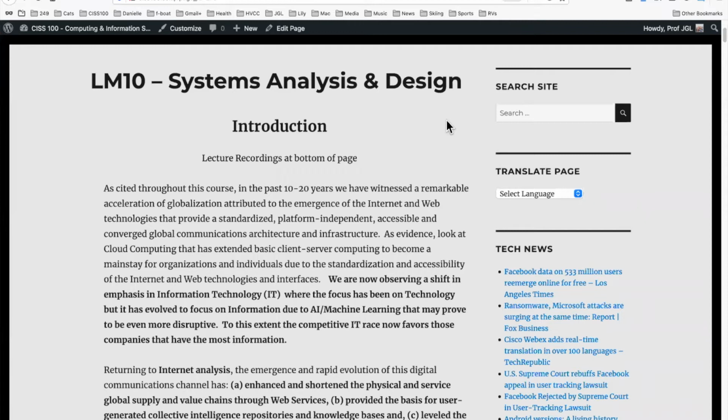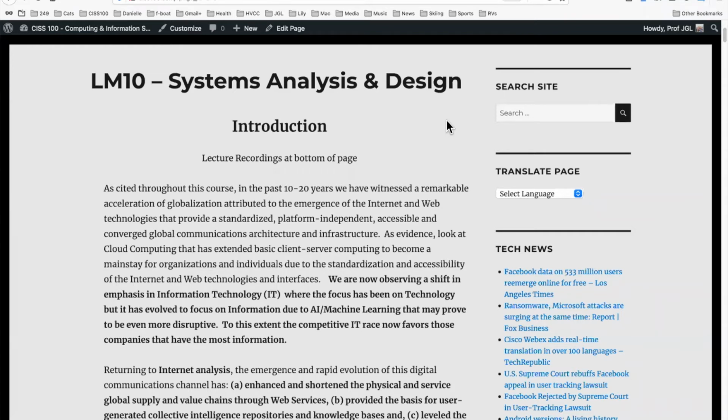Okay, lecture module 10, systems analysis and design. I will tell you at the start here, systems analysis and design is probably the most exciting endeavor you can get into in this discipline, at least for me. Just designing, developing, and implementing a system is incredibly rewarding. It may be one of the most boring things to read. So take that with that caveat.